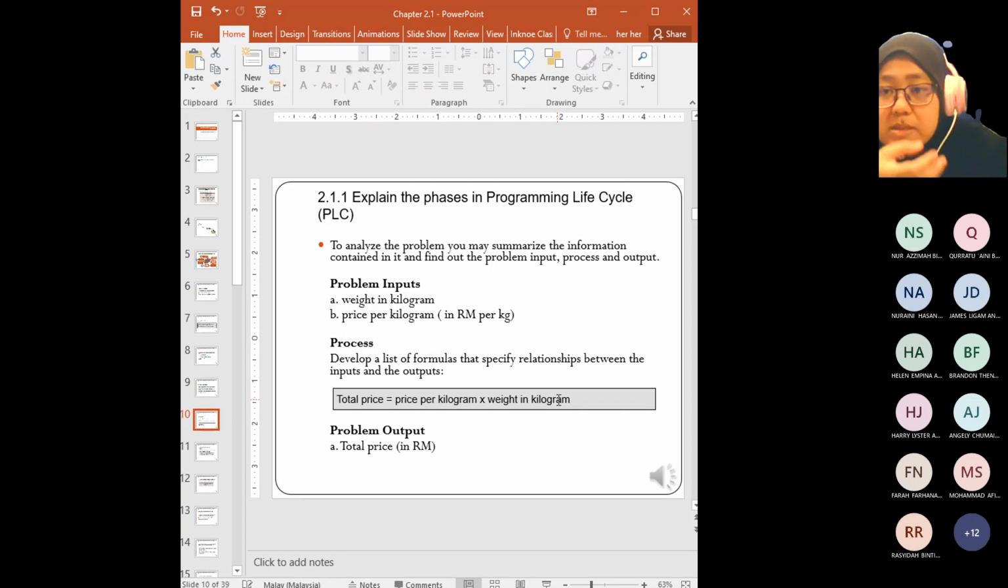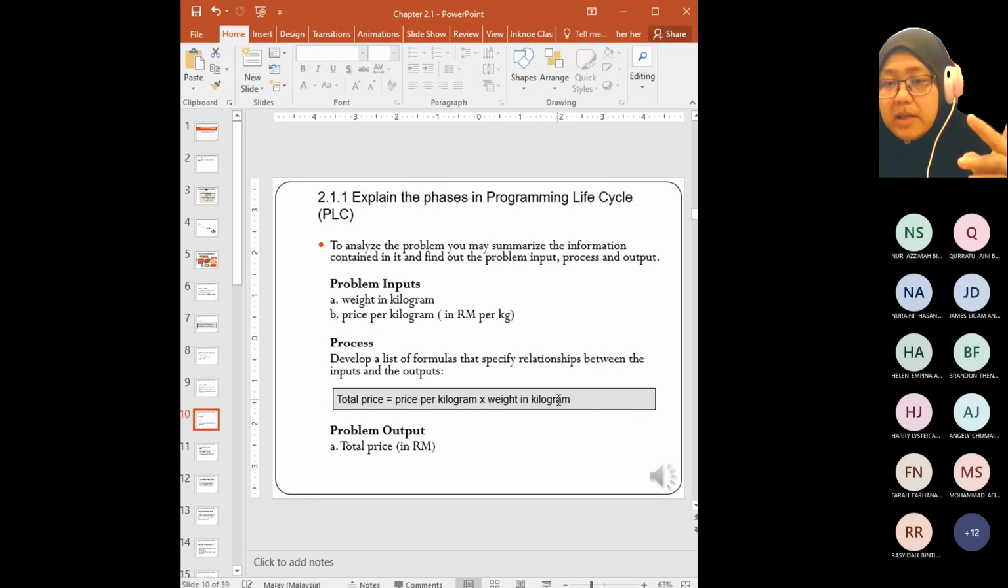Kalau harganya tadi RM12, so it should calculate 12 darab dengan berapa kilo? Let's say 2 kilo. So 12 darab 2 kilo. So this is a process. So for process, biasanya kita menentukan apa yang akan berlaku dengan data yang kita dah dapat. So the data that we get was weight in kilogram and price for kilogram.